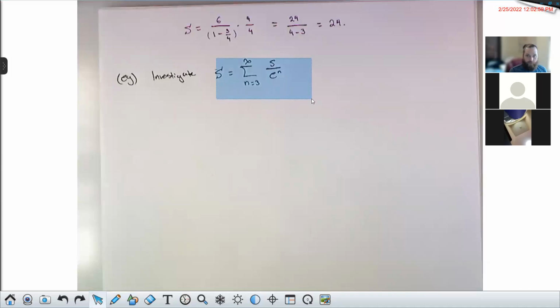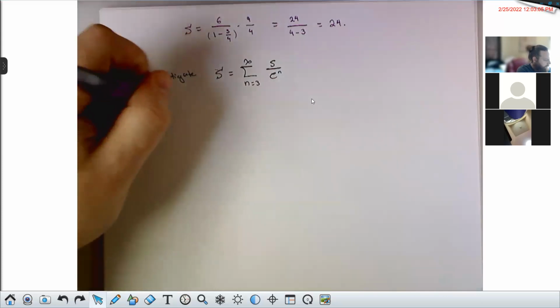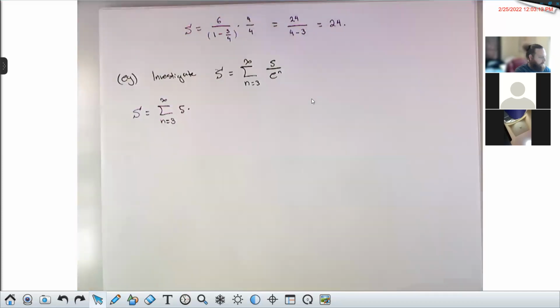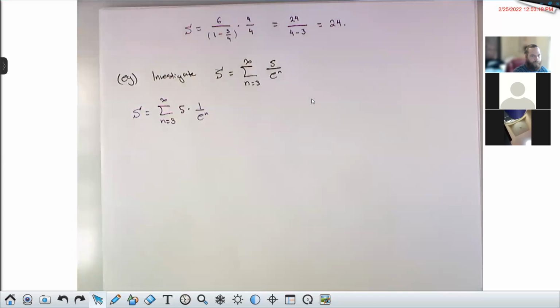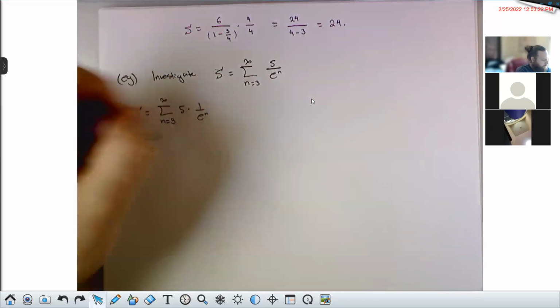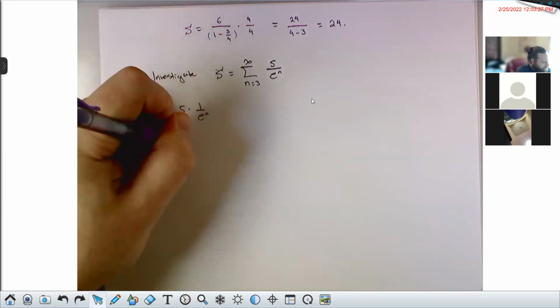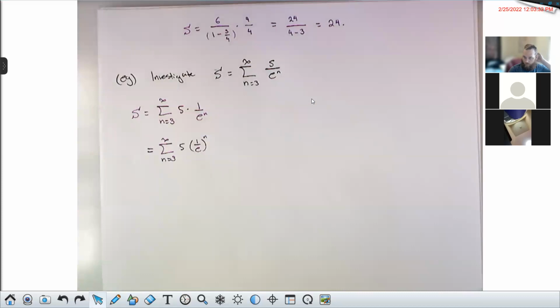The series is geometric. So here I can write S as sigma n from 3 to infinity. The 5 upstairs is the same as having a 5 right here. And then I've got 1 over e to the n. And then 1 over something to the n is the same as 1 over that thing, all in parentheses, to the n. Because 1 to the n is 1.